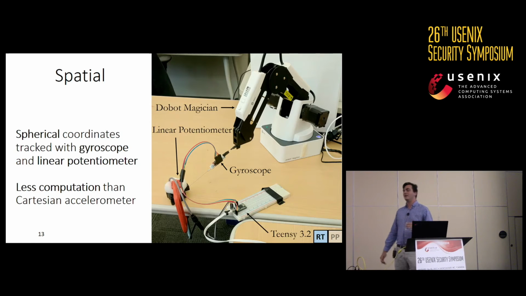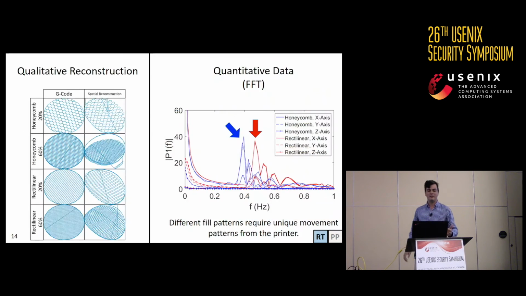So to get an idea of what the error is, we want to take a look at the spatial layer. Now, for the spatial layer, we simply started out by saying, let's stick an accelerometer onto the nozzle of a 3D printer and read the values off. The issue we ran into was that if we wanted the XYZ coordinates, we needed to perform double integration, which with noise and jerkiness caused some issues. So we came up with a spherical coordinate scheme, which used a linear potentiometer and a gyroscope to read out spherical coordinates, which we could then just convert to XYZ coordinates.